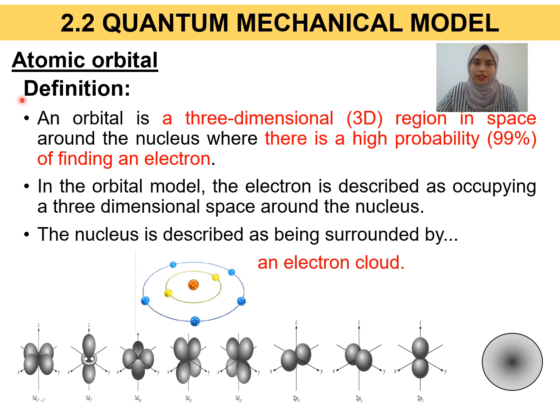By definition, for the atomic orbital, if you have an atomic model where you have a nucleus and an electron that surrounds the nucleus, basically an orbital is a 3D region in space around the nucleus where there is a high probability to find an electron. Okay, and basically the nucleus is surrounded by an electron cloud, and the electrons occupy the 3D space around the nucleus.